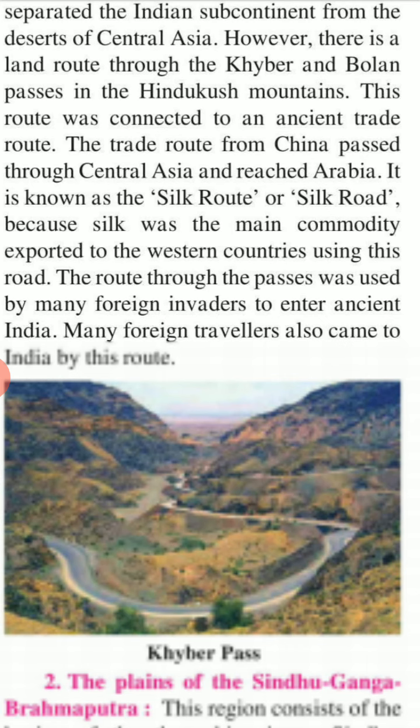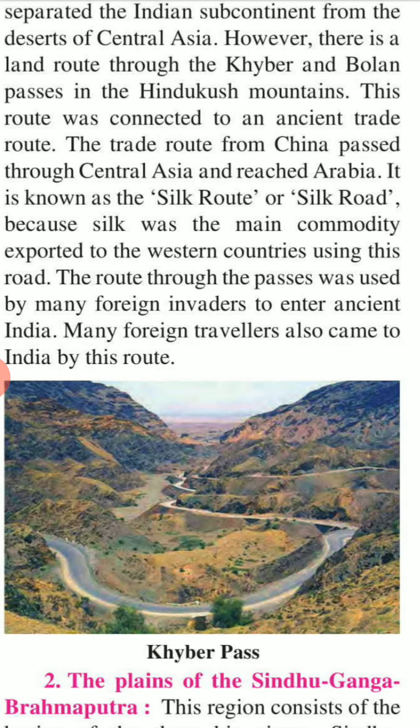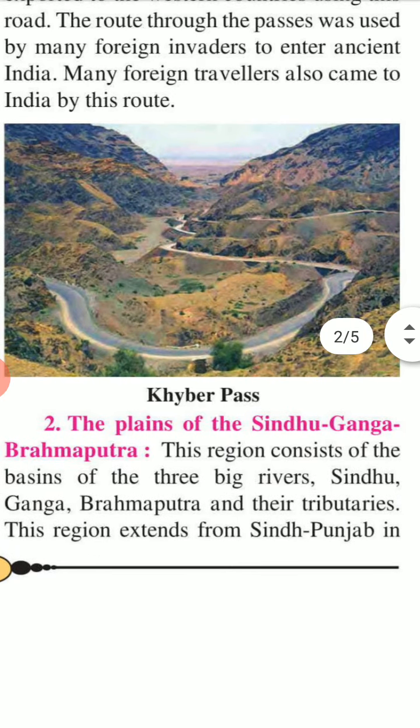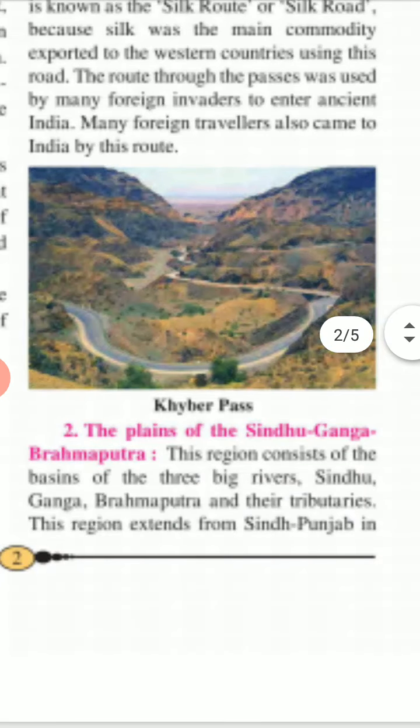It is known as the Silk Route or Silk Road because silk was the main commodity exported to the Western countries. Using this road, through the passes, many foreign invaders entered ancient India. Many foreign travelers also came to India by this route. You can see the Khyber Pass in this picture.